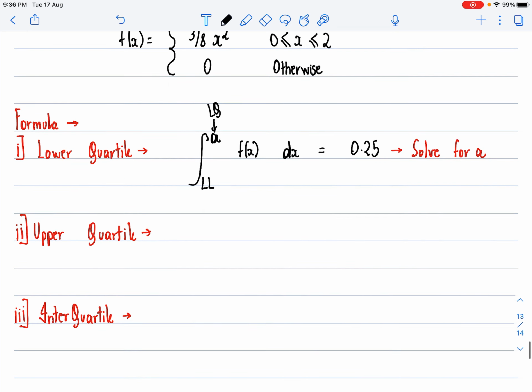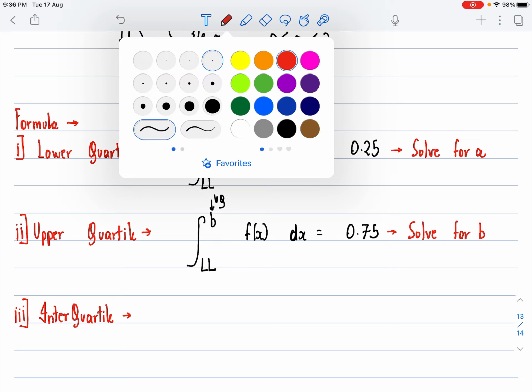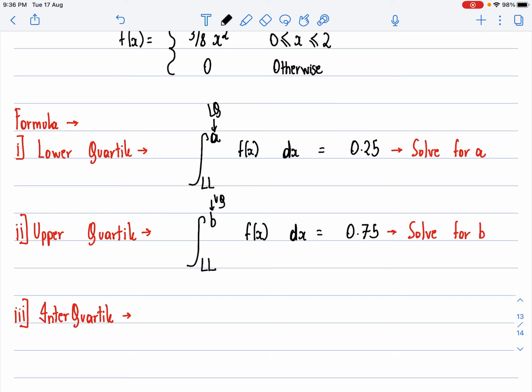In the same way for the upper quartile, you basically need to integrate from the lower limit till b. Your b in this case is your upper quartile, and you'll have the integral of f(x) dx equal to 0.75, and here you'll solve for b. Now why 0.75? Because the upper quartile is 75%, which is 0.75.